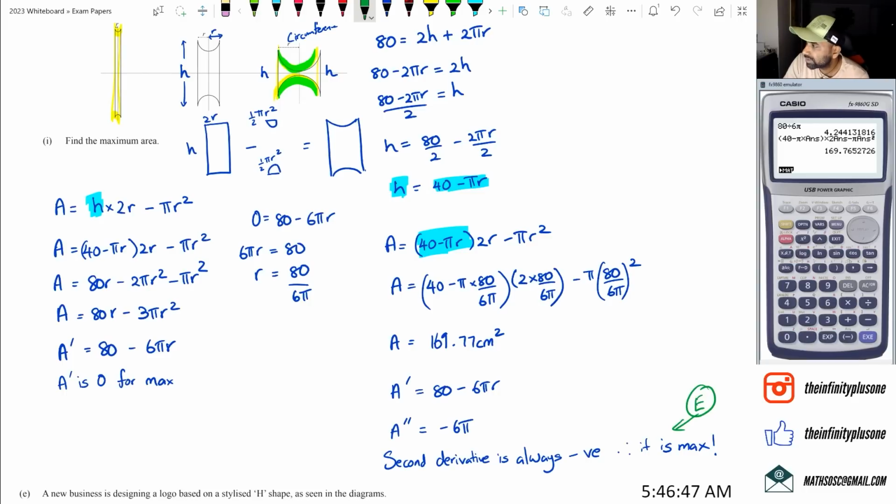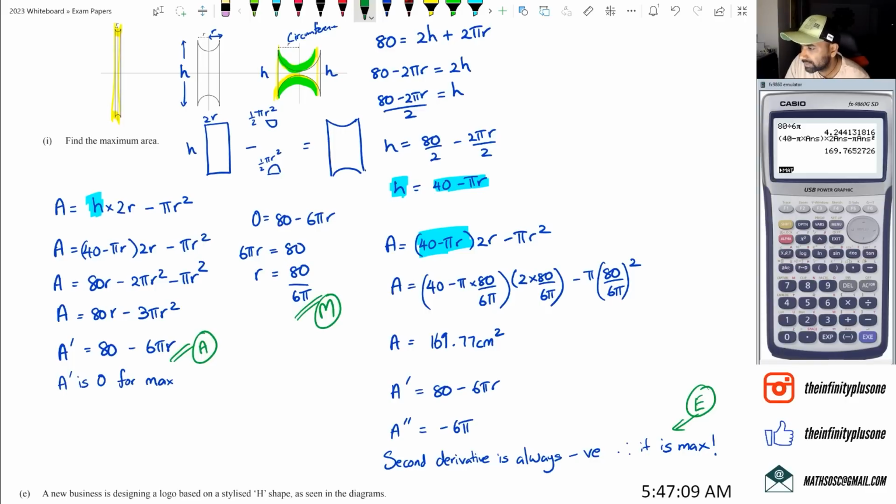For merit, you need A dash equals 0 and solve for r. So you're looking at merit up to here. And for achieved, you set up the area and differentiate. That is what's going to get you an achieved.